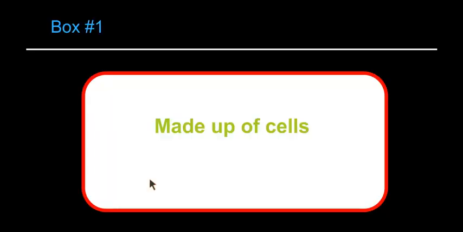So, in box number 1, you're going to write made up of cells. All living things are made up of cells. Some organisms, like bacteria, are just one cell. We're going to talk more about that later. Other organisms, like us, have trillions of cells. Trillions and trillions of cells, and we're always making new cells. Cells are dying, we're making new cells. But all living things are made up of cells. Cells are the smallest unit of life.